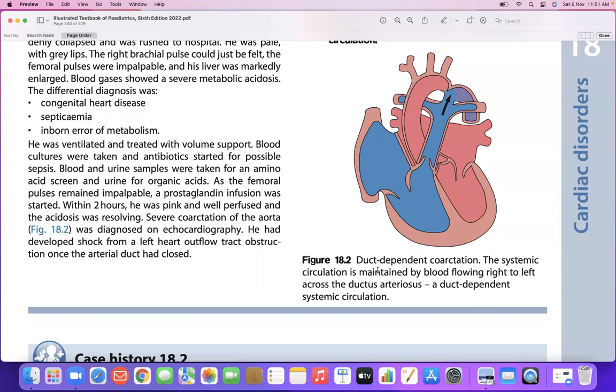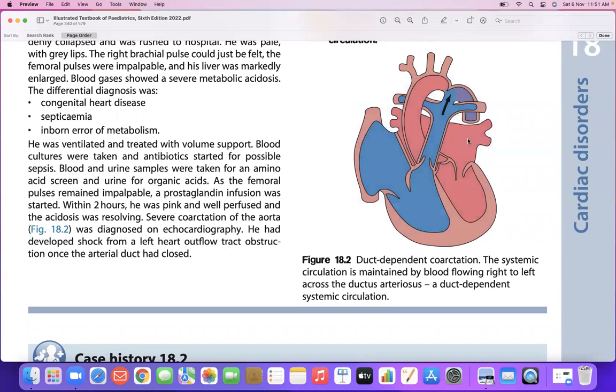So duct dependent coarctation. The systemic circulation is maintained by flowing of right to left across the ductus arteriosus, a duct dependent circulation. So here what happened in this child when he was day 1 old, he was receiving blood through this patent ductus arteriosus. Once it got closed, he presented to you with the shock.